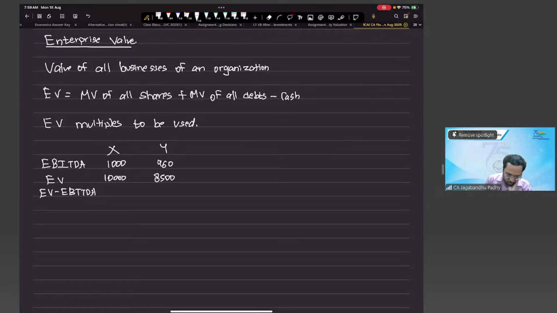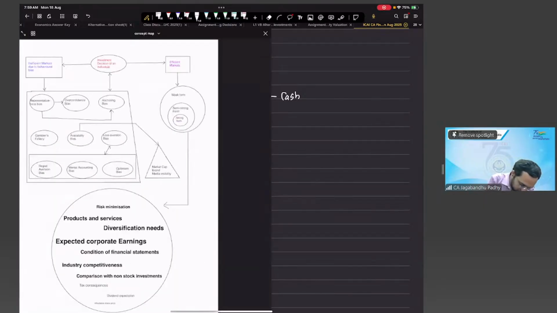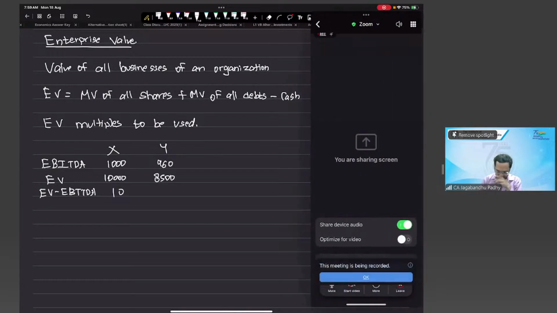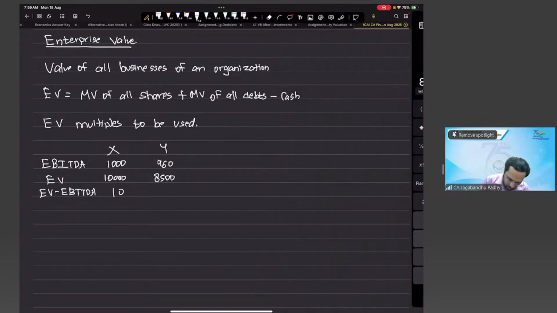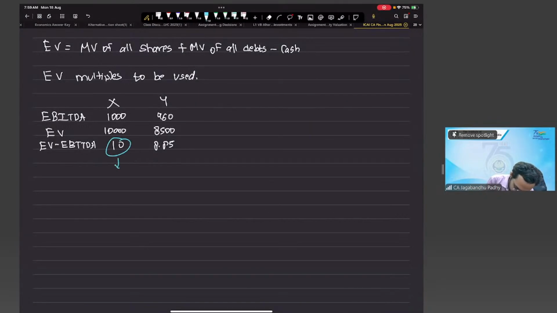Right. So this EV to EBITDA comes out to be 10, and in the second case it is 8,500 divided by 960. That's 8.85. So this particular number 10 indicates that for every rupee 1 of EBITDA, enterprise value is 10. And in the second case, of course, for every 1 rupee of EBITDA, the enterprise value is 8.85.